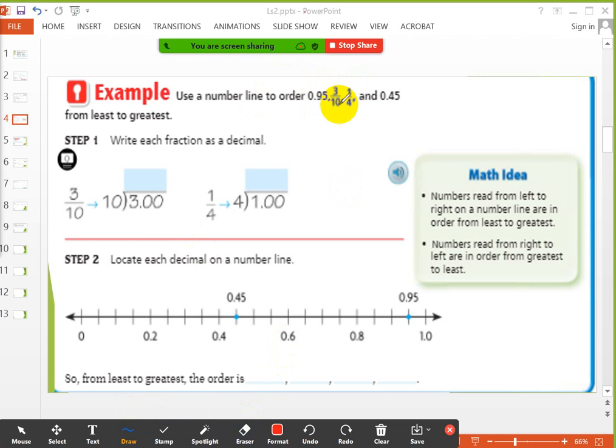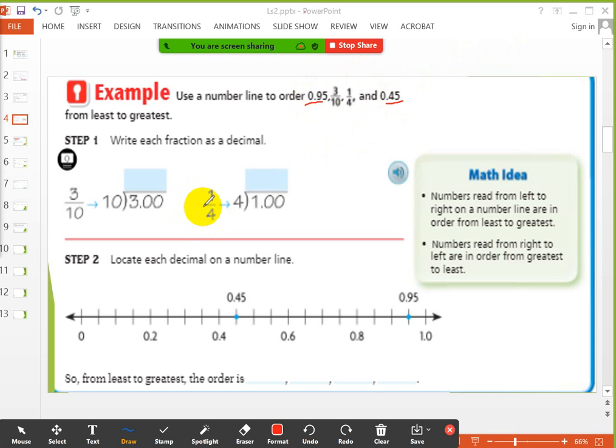0.95, 3 over 10, 1 over 4, and 0.45. How will I order the numbers? From the least to the greatest. If I want to order the numbers, I have to write all numbers as decimal numbers or all numbers as fractions. How will I do that? Look, this one is a decimal. This one is a decimal.